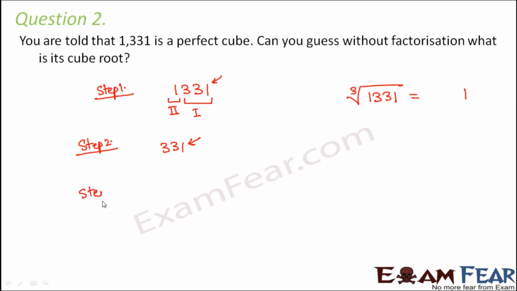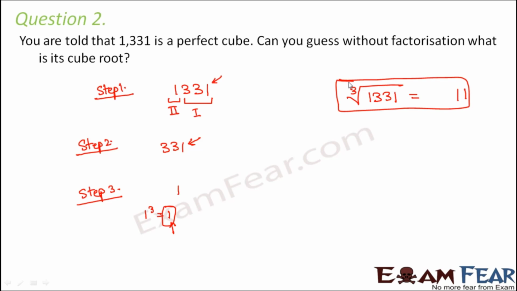In step 3, we focus on group 2. Here group 2 is 1. So we have to find a perfect cube which is less than or equal to 1. We know that 1 cube is equal to 1. So 1 is the perfect cube which is equal to 1. And what is its units digit? Its units digit is 1. So therefore 1 will become the tens digit. So the cube root of 1331 is equal to 11. In this fashion we can find the cube root by the estimation method.